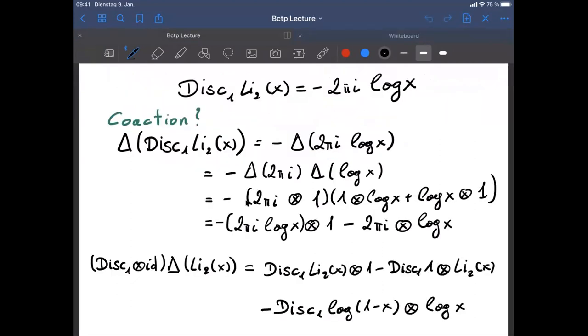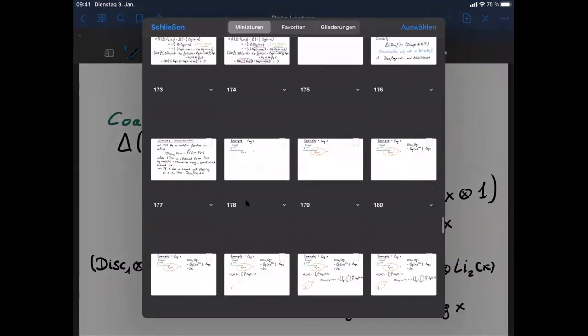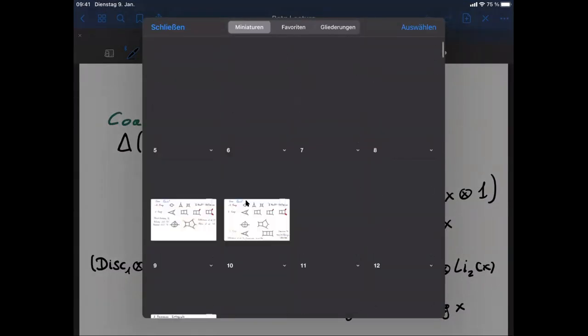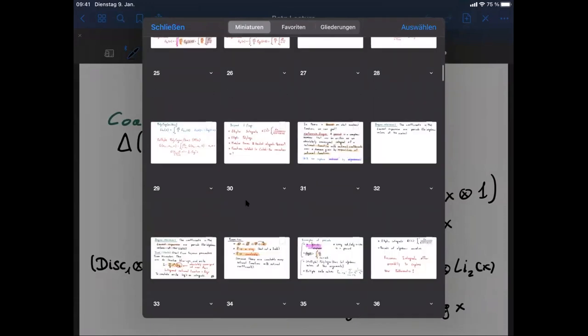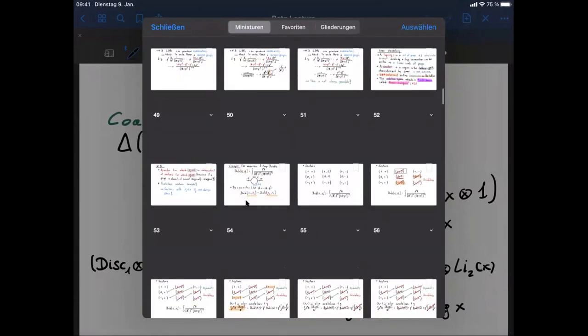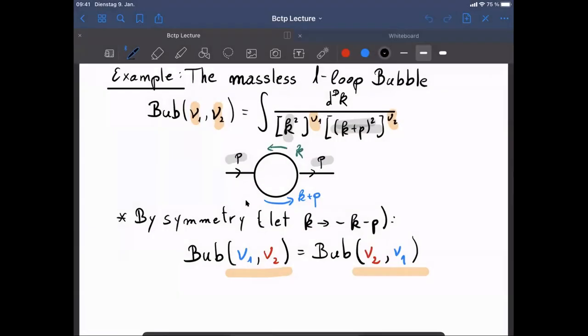In this way, you get recursion relations between different points in this lattice. And that is what we had. Sorry, I need to go back to where we stopped yesterday. That is where we stopped yesterday.